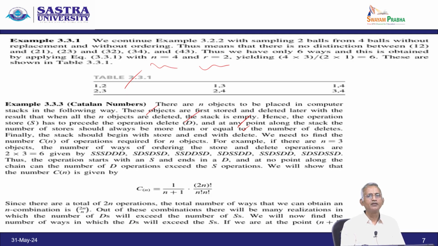So, for example, if you take n equal to 3 objects, the number of ways of ordering the store and delete operations is 2 into 3, which is 6. So, the letters are SSS DDD, and SD SD SD is another way, and another one is SS DD SD.